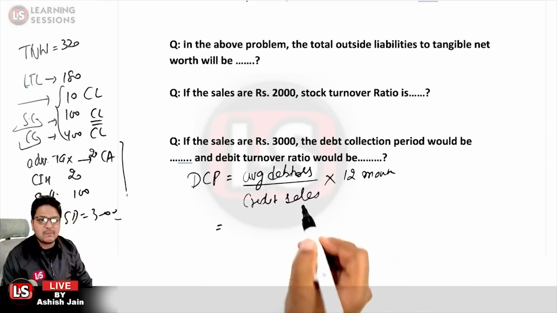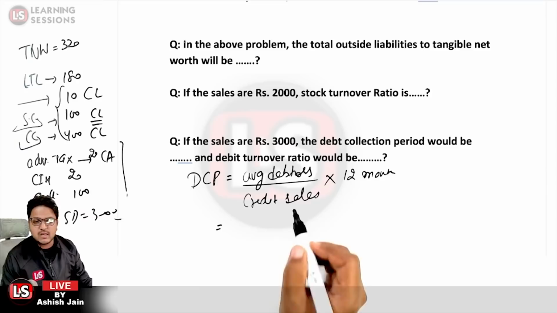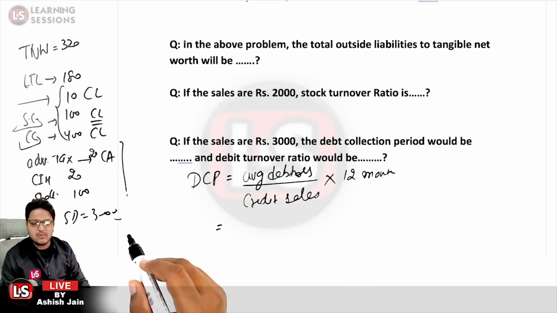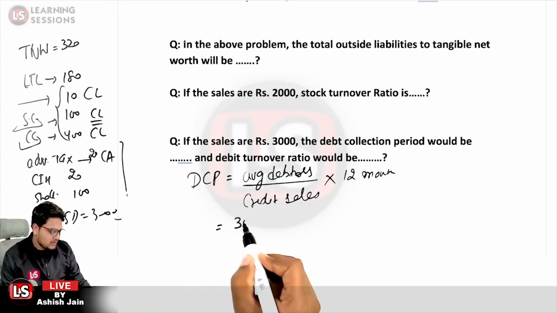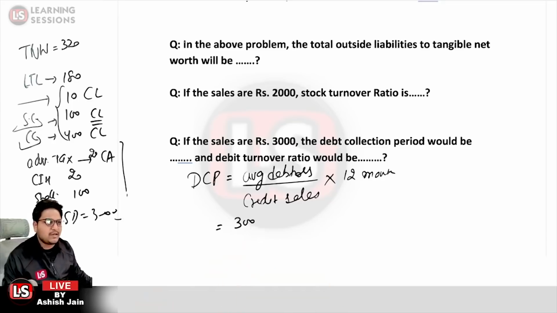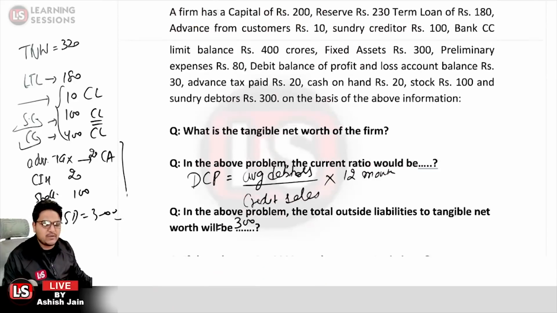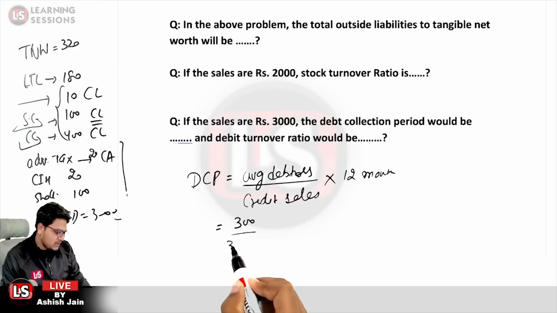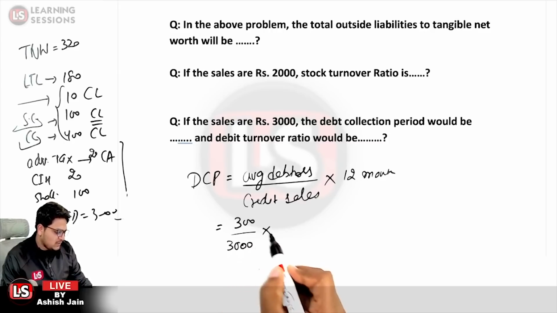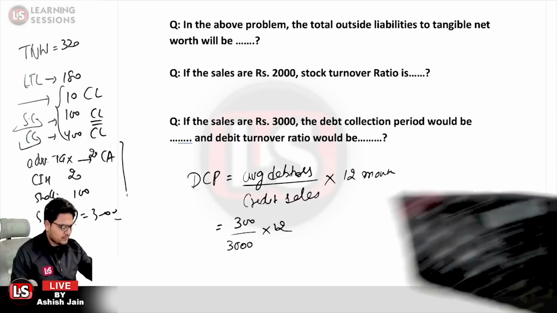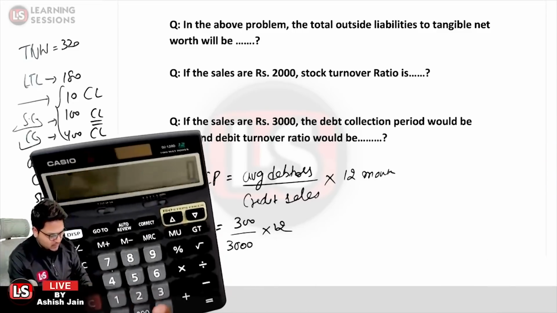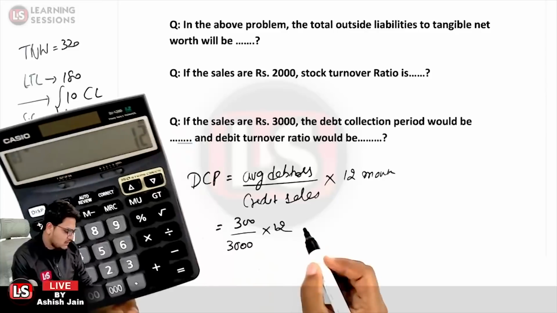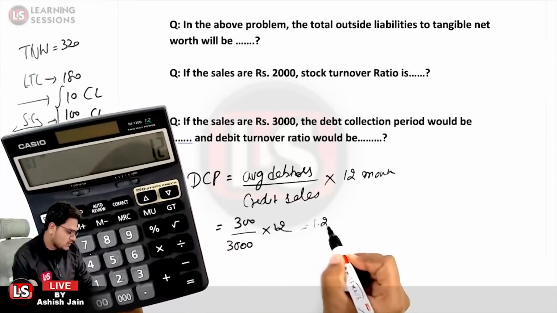Average debtors in the question, what is the amount? The sundry debtor amount is given to be 300. Let me ascertain from the question itself. Yes, it is 300, and the amount of credit sales is given to be 3000. So 300 multiplied by 12 divided by 3000 is basically the debt collection period, that is 1.2 months.